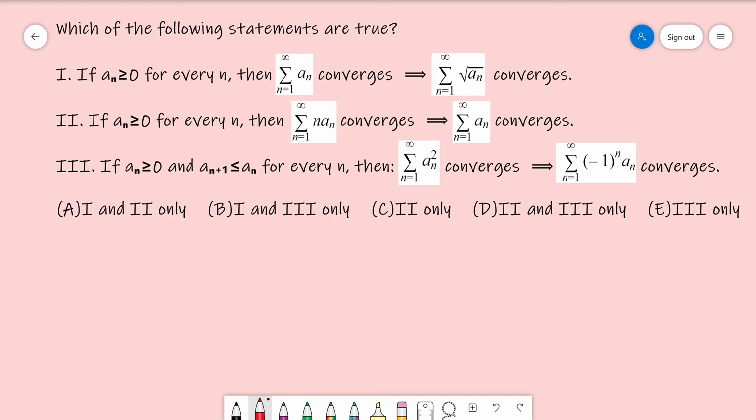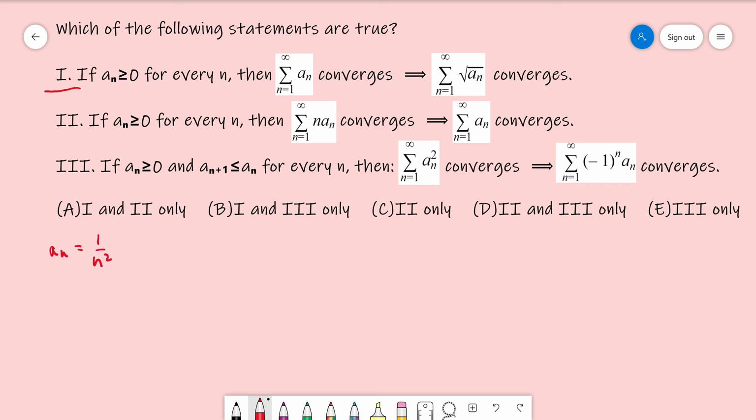So the first statement says that if we have a series where each term is positive and the series converges, then the series of the square root of the terms also converges. This is not true, and you can provide a pretty clear counterexample if you let a(n) equal 1 over n squared.